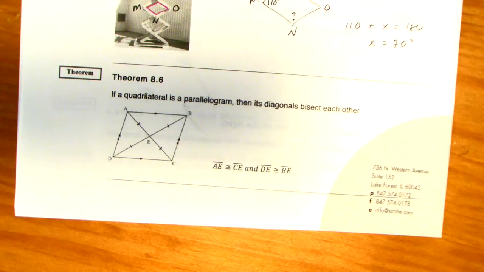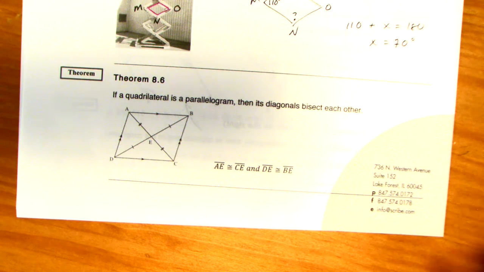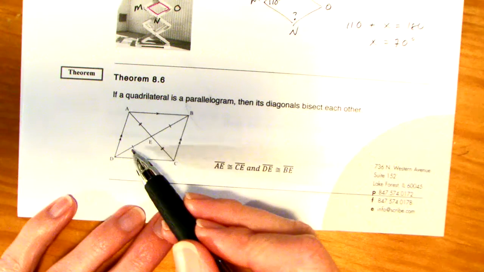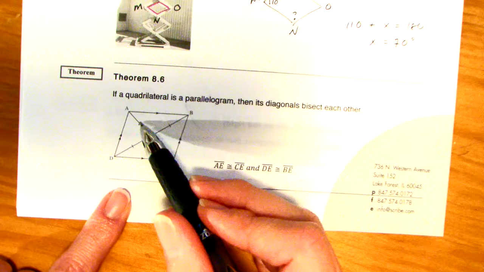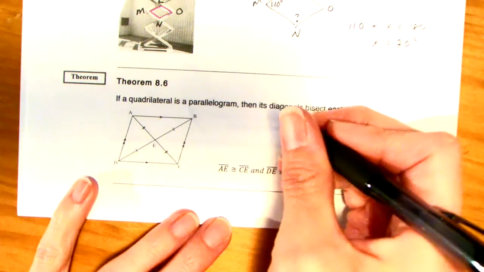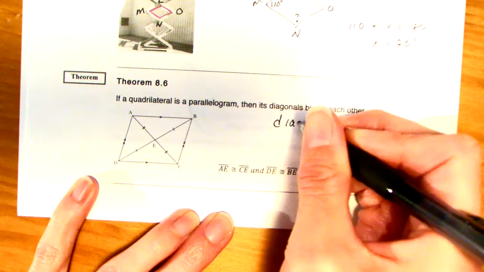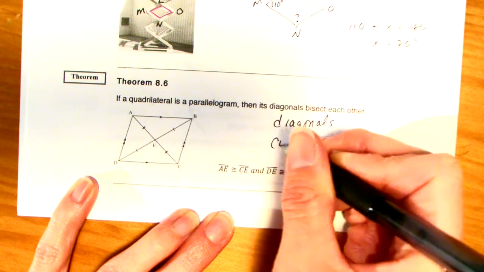Theorem 8.6: If a quadrilateral is a parallelogram, then its diagonals bisect each other. They cut each other in half. Hence the midpoint problem we did with our warm-up. Notice I'm marking these, and I have these two congruent to each other, these two congruent to each other. And it's listed right there. So diagonals cut in half.